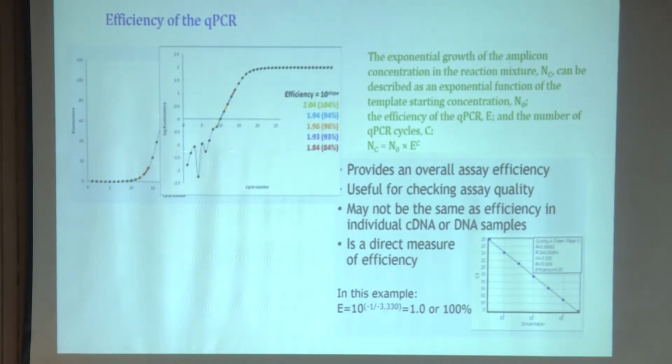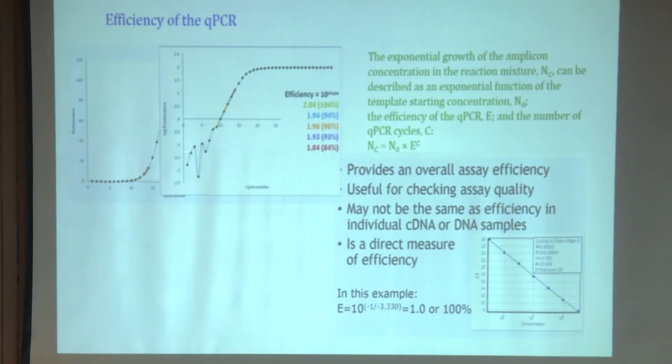If you look at the baseline reaction, if you put it in a log value of fluorescence against the cycle number, the efficiency will change. That is what is shown here. Initially it may be 100, more than 100%, then it slowly comes down to 94, 96, 93 and 84. So, efficiency goes down, and you should take care of it.